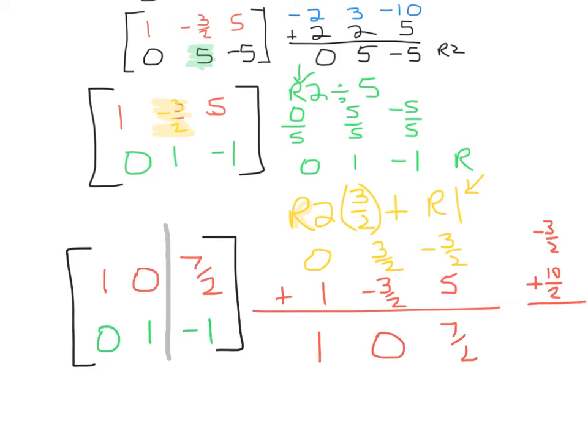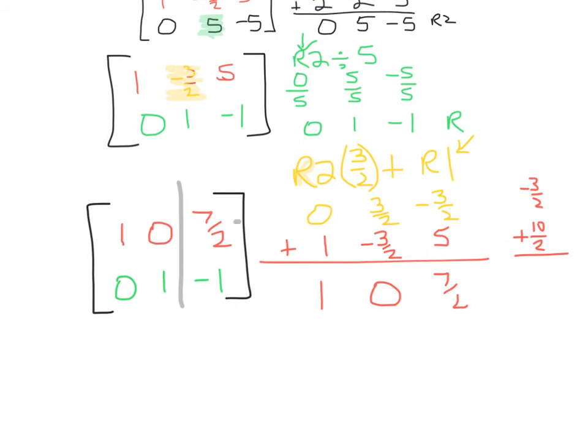Notice I've got the identity on the left. My x value is 7 over 2, and my y value is negative 1. So 7 over 2, comma, negative 1. It's an ordered pair.